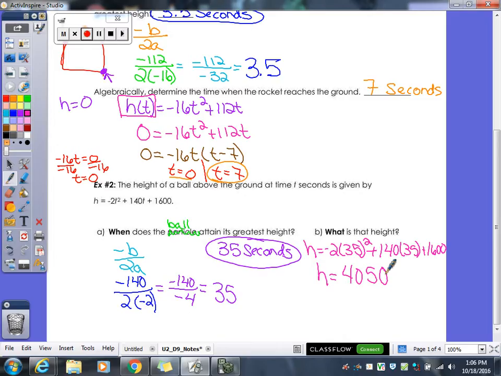And now, do we have anything to label it? Is it feet, meters, yards? It doesn't say. So should we label it? No. If it doesn't say, don't label it.